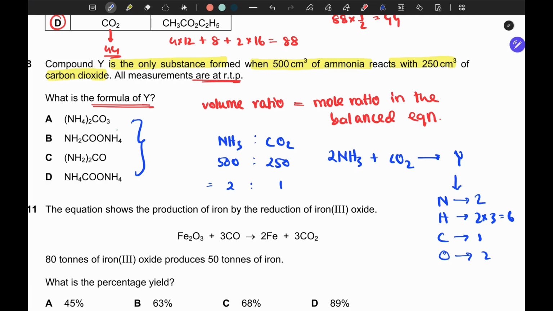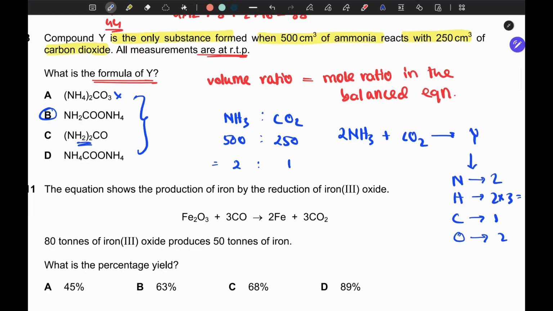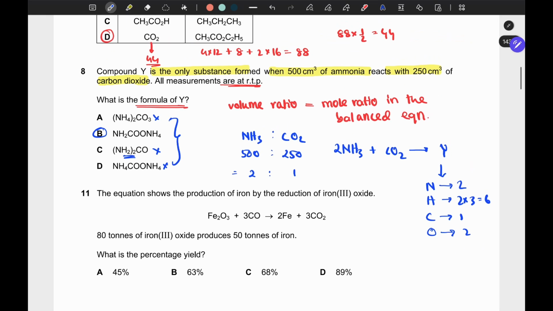So if we were to analyze and check, the first one has 8 hydrogen, so that doesn't work. The second one has 6 hydrogen, 2 nitrogen, only 1 carbon and 2 oxygen. So B should be our answer. Let's look at what's wrong with the other ones. For C, if you look at the hydrogen, there's only 4 of it. And for D, there's 8 hydrogen again. So this is again wrong.